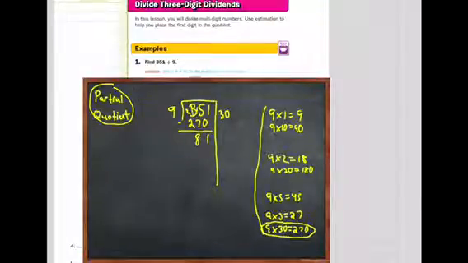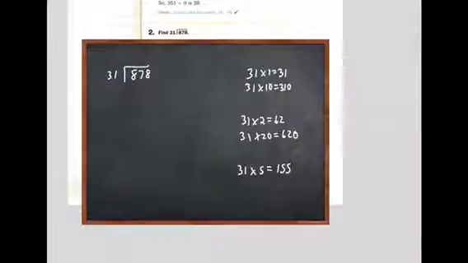I'm down to 81. Now, looking at my facts, 9 doesn't go 10 times into 81, but if you know, for example, that 9 times 9 is 81, you'll get 81, subtract, 0. Now to get your answer, just add those two together, and you're going to get 39. So 351 divided by 9 is 39. Now let me move down and we'll go to example 2.